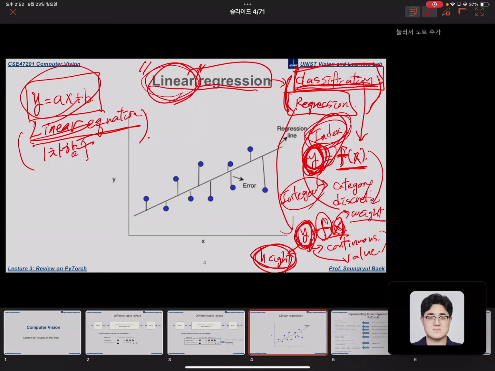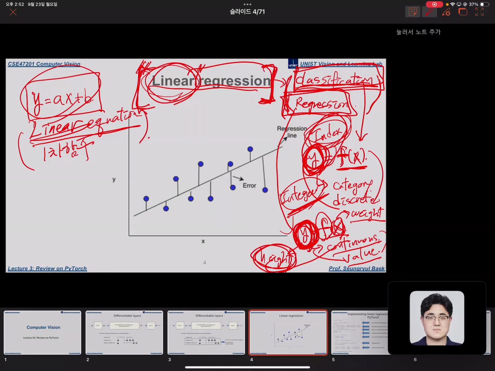So the output is not an integer pointing out some semantic class, but a physical value in this regression task. The output itself has a continuous value, and it has meaning by itself. In that problem, we call this the regression task. So we will first deal with the linear regression task.